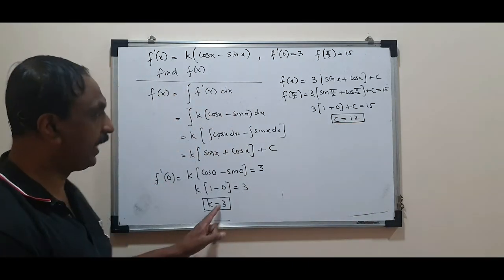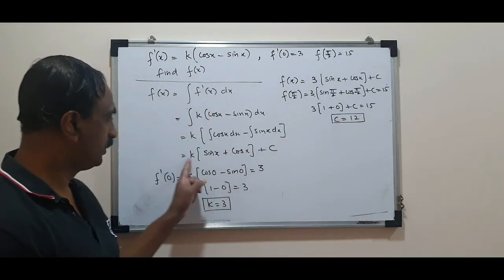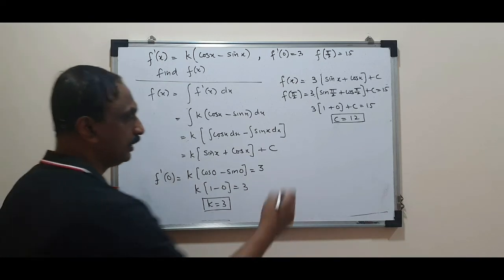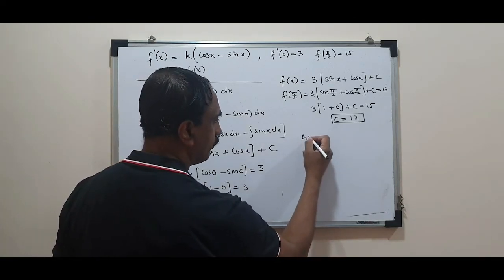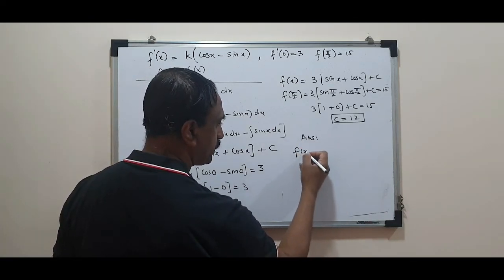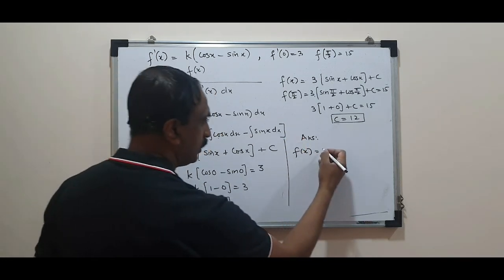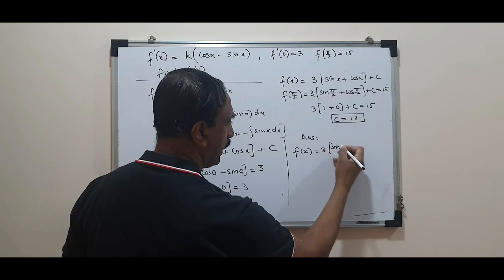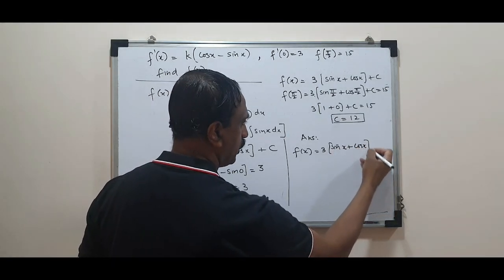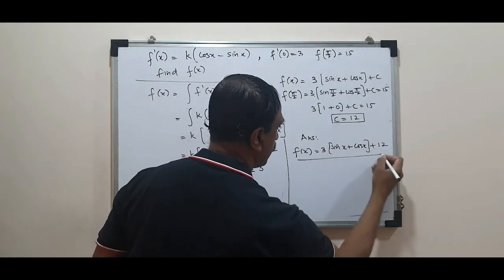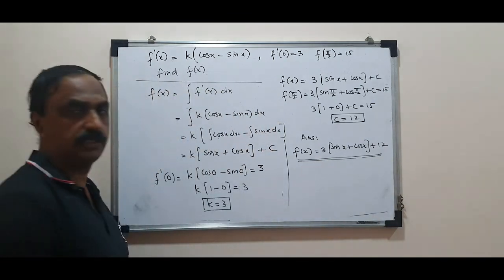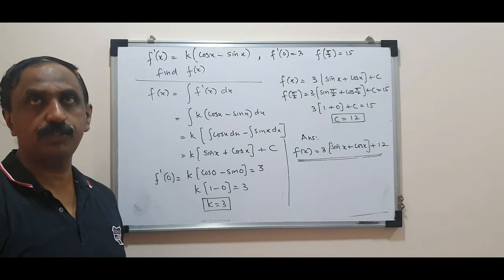So I got the value of k, I got the value of c, so I can substitute here and write the function. Hence, this answer is f of x is equal to 3 into sin x plus cos x plus 12, and that gives my answer. This is the formula to calculate the function f of x.